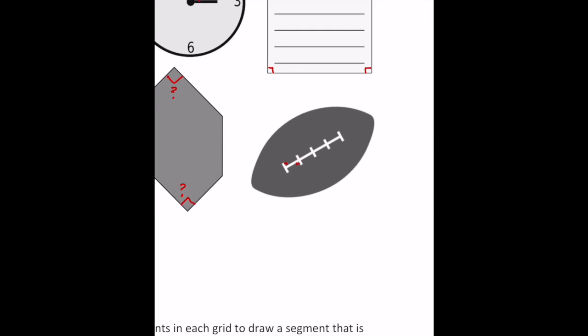All right, for those sports fans out there, where are the perpendicular angles? And we can see that they're in the stitching. So there's one there. We can see they're just basically throughout that stitching.